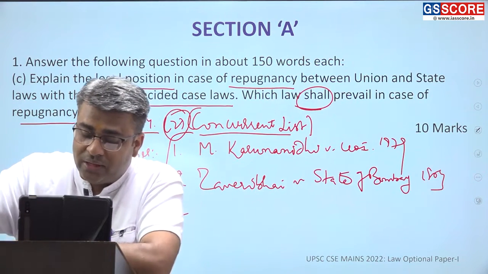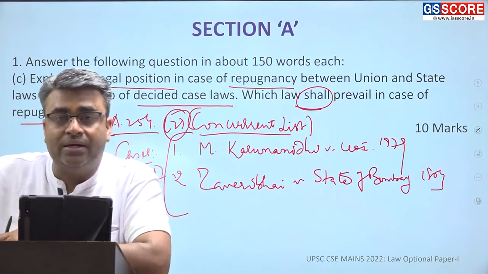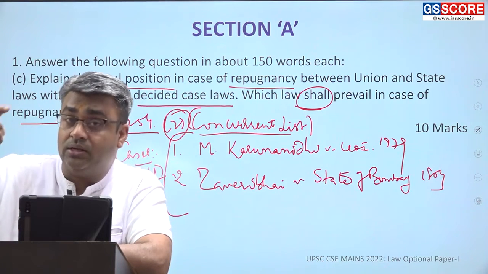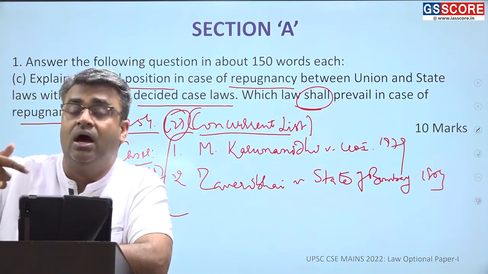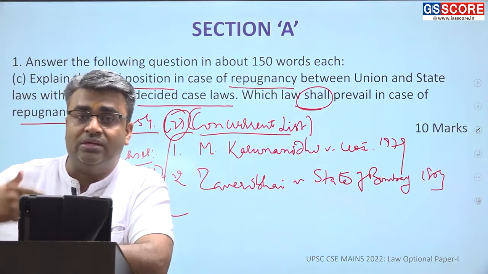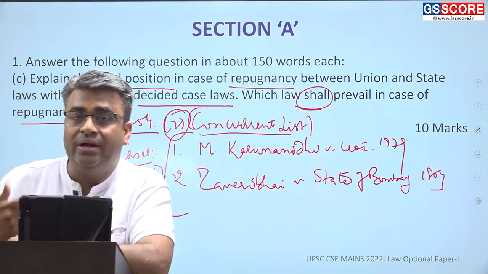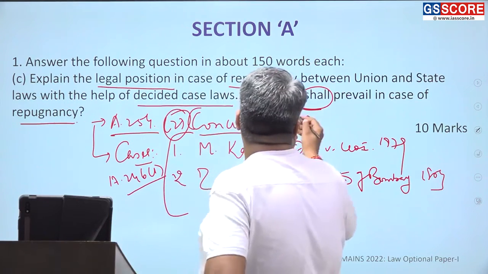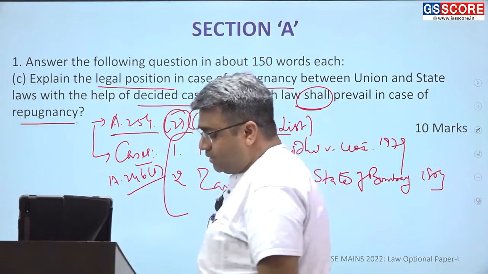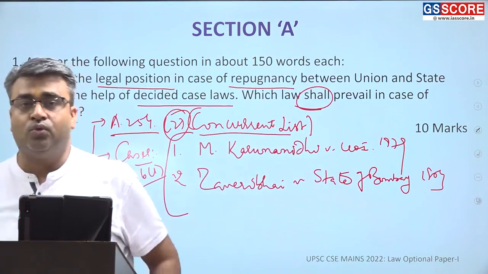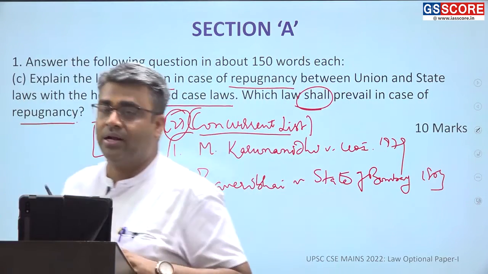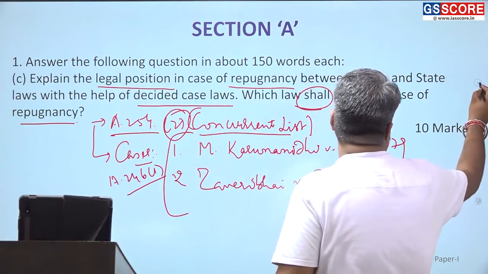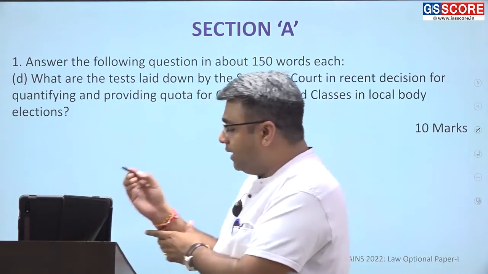So in such a case, you can just conclude that in case of repugnancy, what happens? But first, explain what is repugnancy, how it arises, in which case the guidelines were laid down, and accordingly conclude in your own words. Simple. Which law shall prevail? So I have given this answer as well through this judgment. So this is more than sufficient for you to write down in a 10 marker question. No need of mentioning unnecessary things.